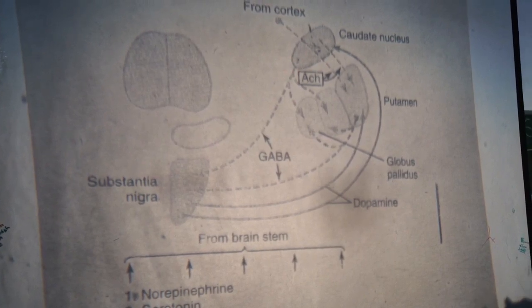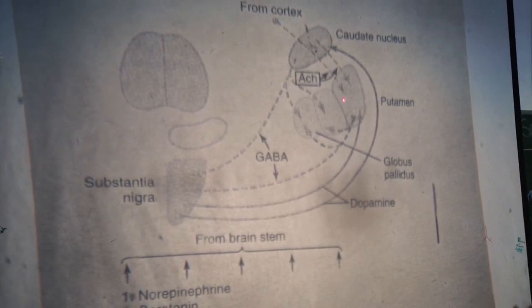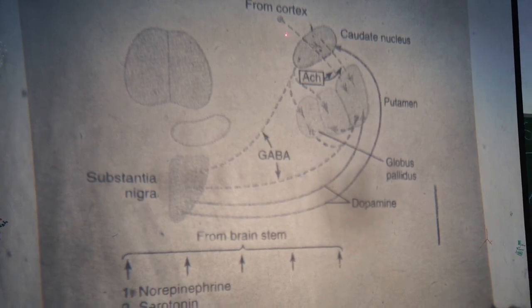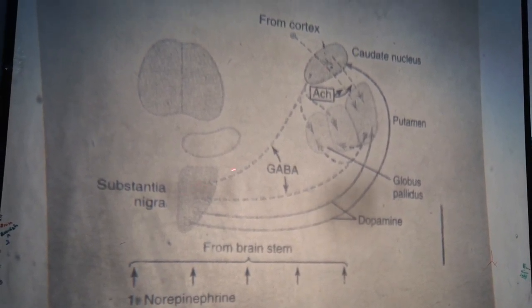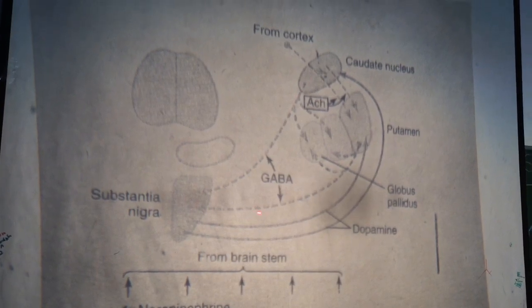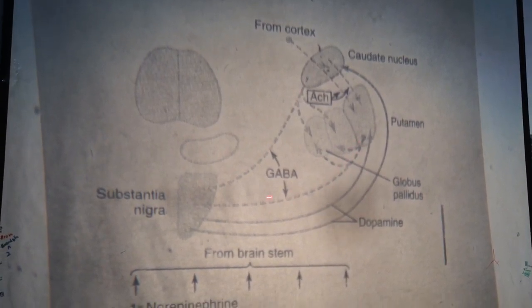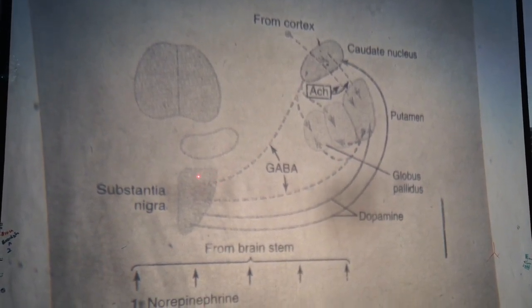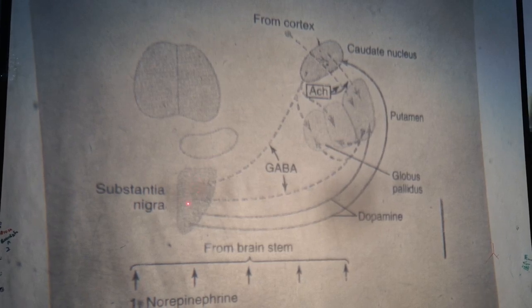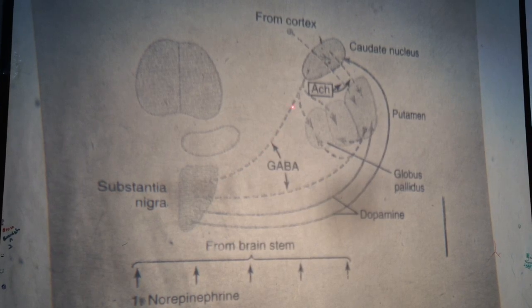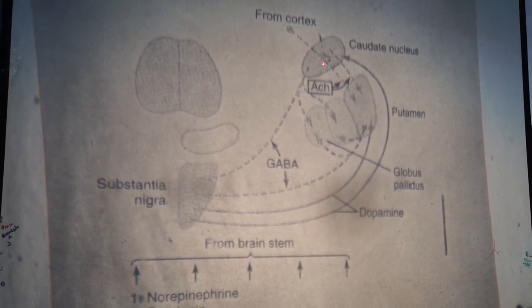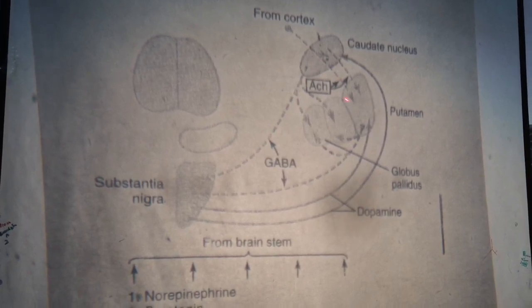So don't forget, corticostriate fibers are cholinergic. Then nigrostriate fibers. Nigrostriate fibers, I mean fibers arising from substantia nigra, and these fibers go to the caudate and putamen, the corpus striatum.